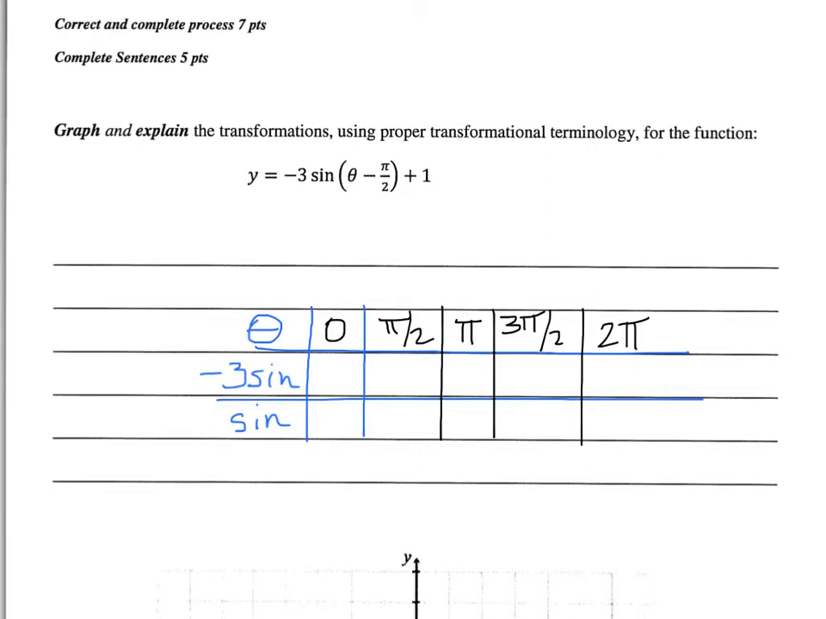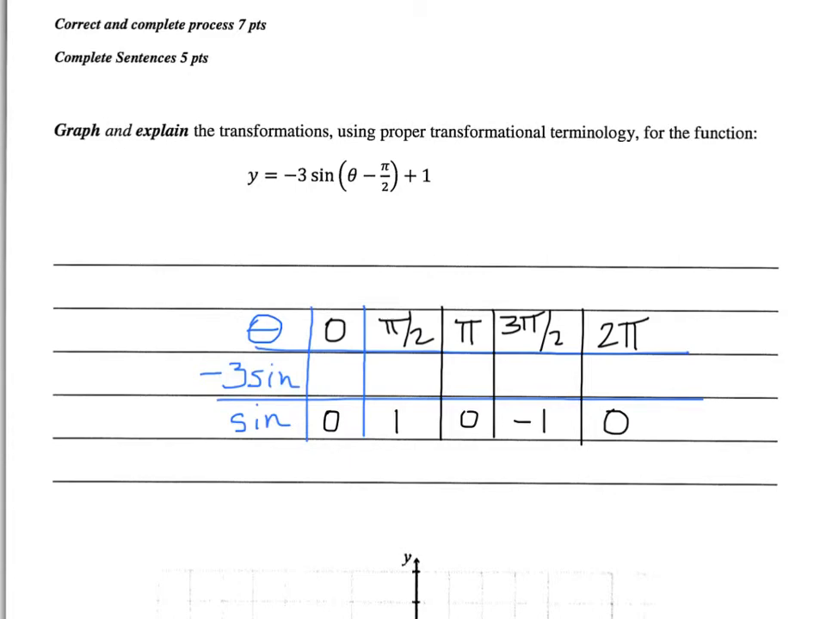What are your sine values? Sine values at these angles. What's the sine of 0? Well, your sine of 0, 0. Pi over 2, 1. Sine of pi, 0. Sine of 3 pi over 2, -1. Sine at 2 pi, 0.